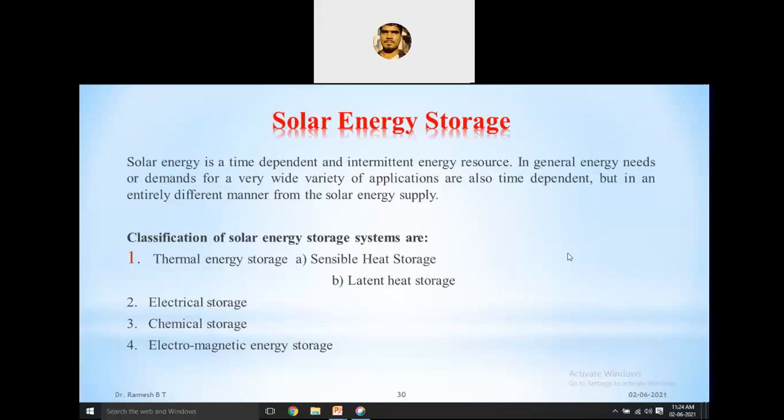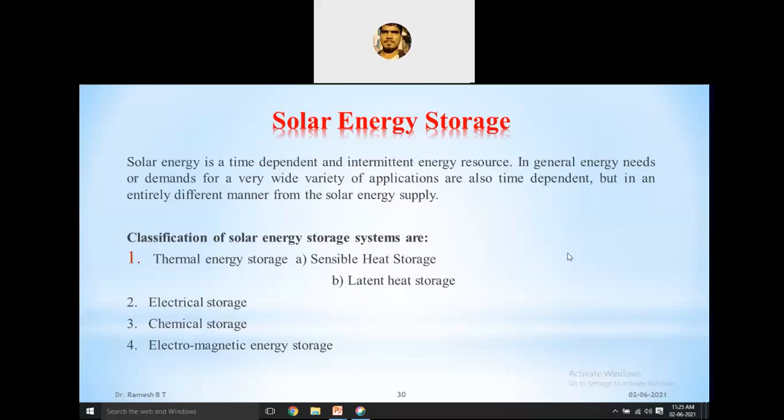A storage also makes it possible to deliver a short peak of power exceeding the rated power capacity of the plant. Okay, when the plant capacity is, like, 20 kilowatt, it will collect the solar energy and store it. When the need is greatest, then it will continuously supply the energy. Okay, this can be possible.